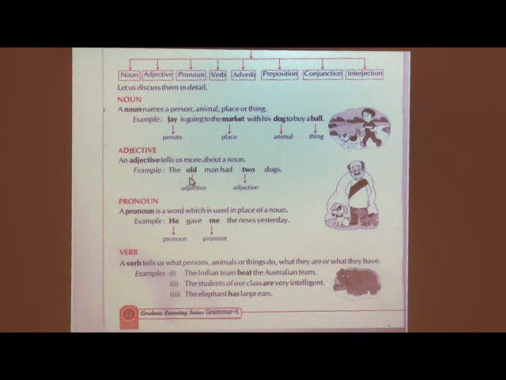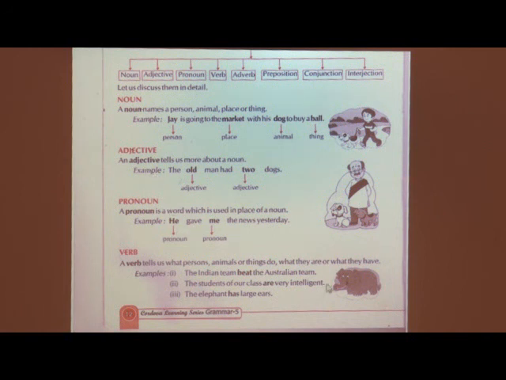So, here we can say they are describing the nouns, that is man and dogs. They are telling about the man, that he is an old man, and about the dogs, how many dogs there are. There are 2 dogs. So, here we can say old and this 2 are adjectives of the nouns man and dogs. So, what is an adjective, children? An adjective tells more about a noun, or tells the quality of a noun, or describes a noun, or qualifies a noun. So, that part of speech is called an adjective.